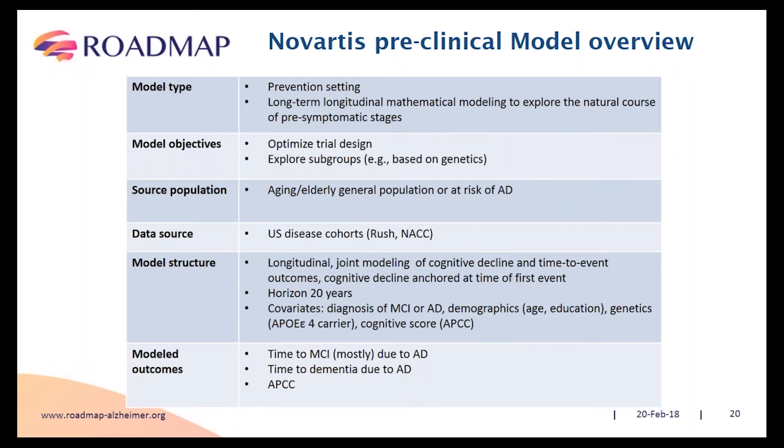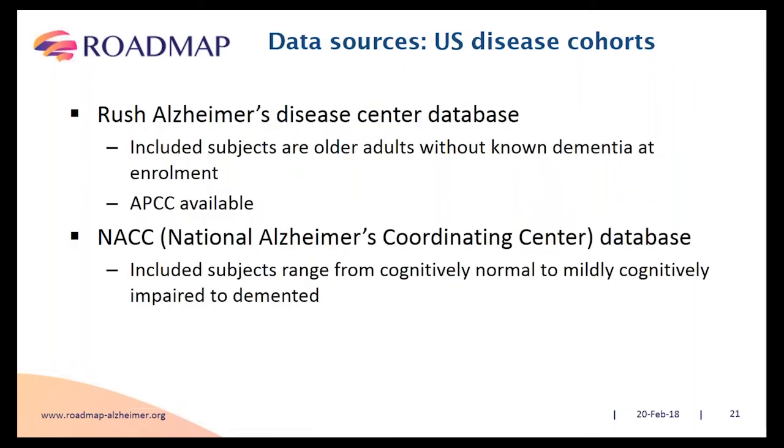I said a little bit about the data sources, but I'll just say a few more words. The data sources that were used to generate this model were the Rush Alzheimer's Disease Center database, and the Rush database includes subjects who are older adults without known dementia at enrollment. So basically, they take people who do not have the symptoms of dementia, and they follow them longitudinally. And this gives the opportunity to observe patients who convert and who actually have dementia over the course of time. And they do have the components of the APCC available within their data set. Similarly, the NAC data includes subjects that range from cognitively normal to MCI and dementia as well.